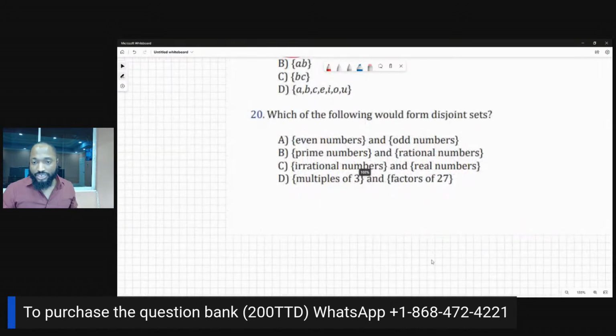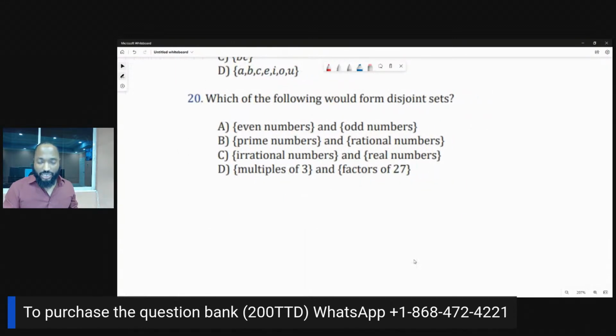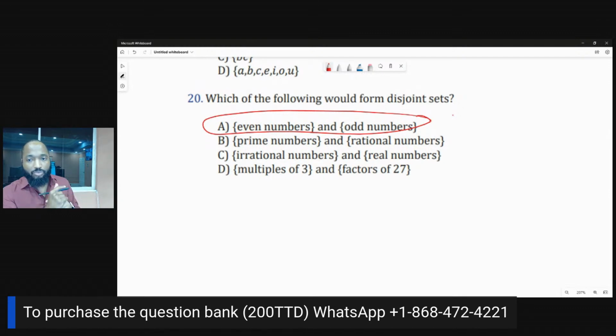So which of these will form a disjoint set? Once again, there are no even numbers that are odd numbers. This is the popular one that they will do. No even numbers that are odd numbers, right? Prime numbers and rational numbers. All prime numbers are rational numbers. Irrational numbers and real numbers. All irrational numbers are real numbers. Anyway, they still belong to the real number system.